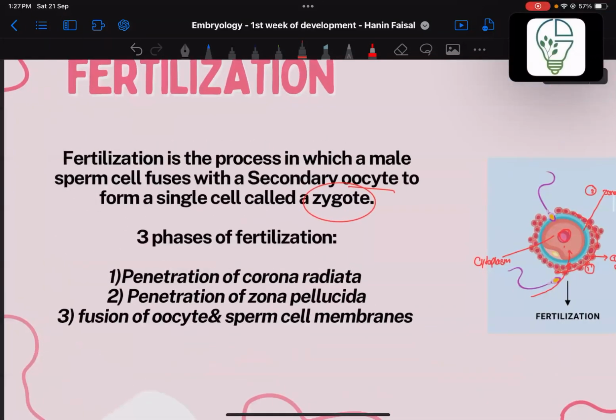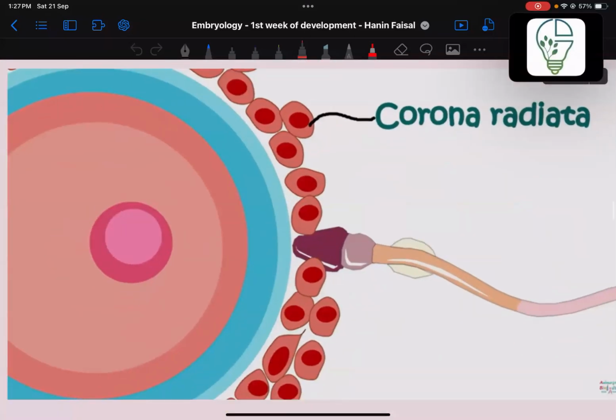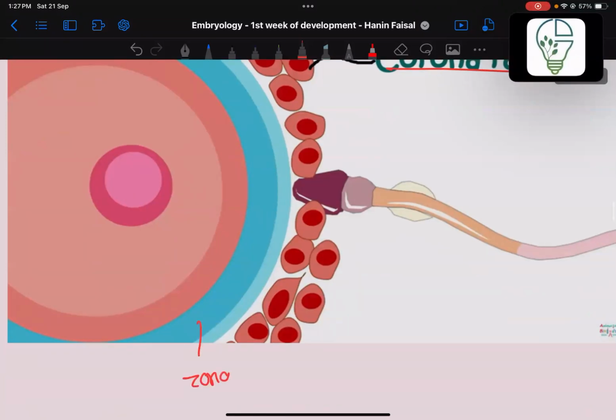So as we said, what were the phases of fertilization? First thing, I have to penetrate the corona radiata. Secondly, I have to penetrate the zona pellucida. And lastly, which is the final step, is the fusion of this oocyte and the sperm cell membrane. Let's take it step by step. Again, let's orient ourselves. This is the corona radiata. This is the zona pellucida. This is the nucleus. And here's the cytoplasm.